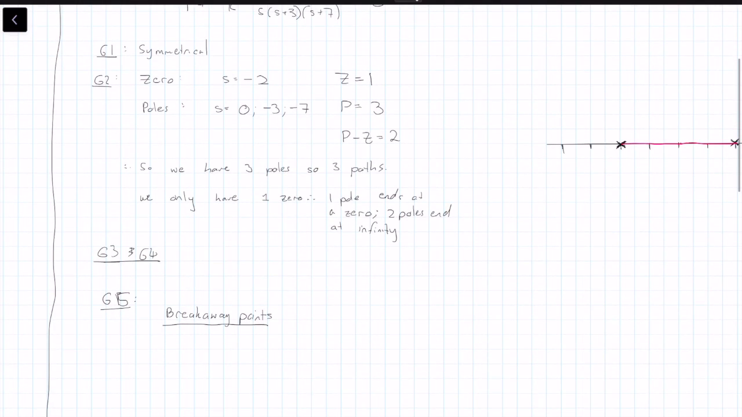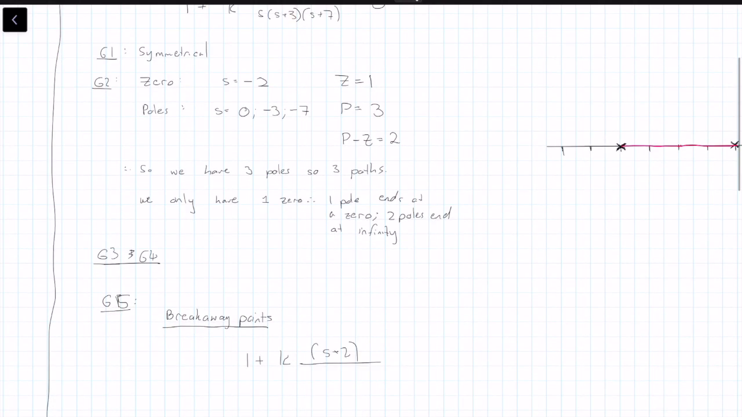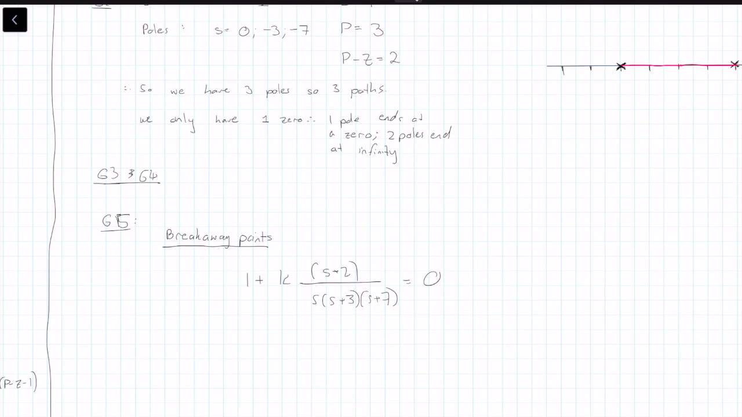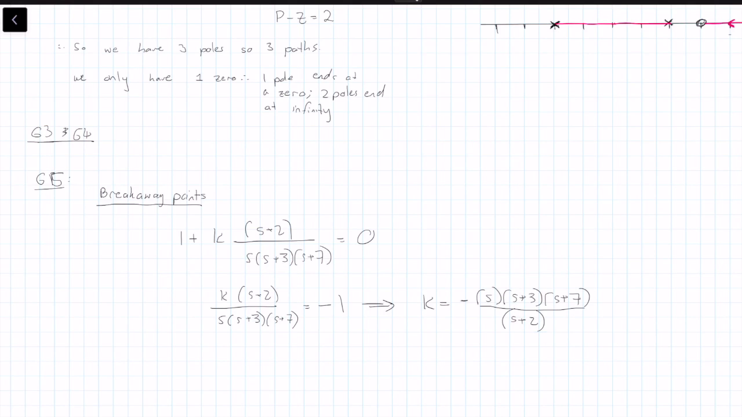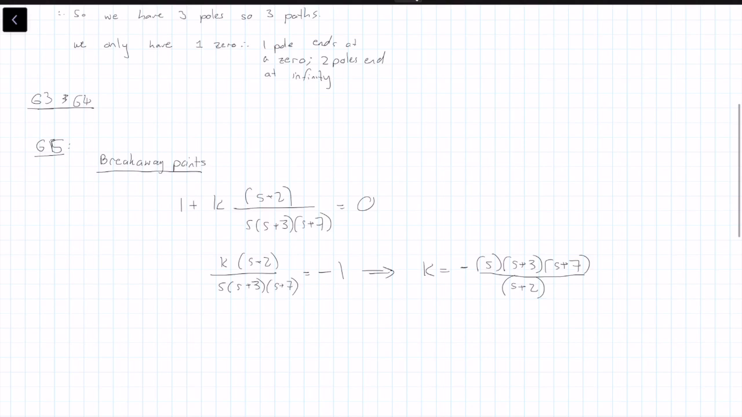Our equation is 1 plus k over (s plus 2)(s plus 3)(s plus 7) equals 0. So we take the 1 to the other side, and we're left with k times (s plus 2)(s plus 3)(s plus 7) equals -1. From this we can say that k is equal to minus (s plus 2)(s plus 3)(s plus 7) over... wait, multiplying up, k equals minus (s plus 3)(s plus 7) all over (s plus 2)... so that is what we have.